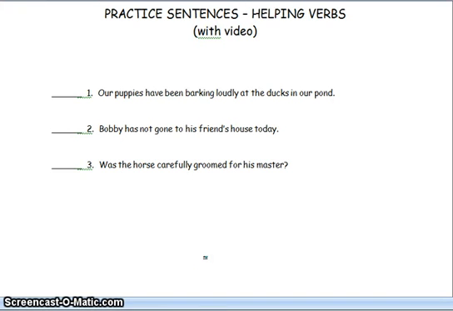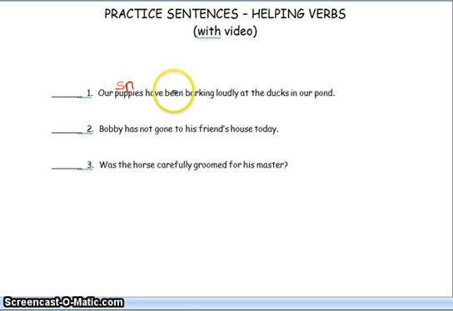Okay, you have now memorized your helping verbs, and we are going to start classifying sentences that utilize helping verbs. So let's go ahead and complete this worksheet that is in front of you. So first we have, our puppies have been barking loudly at the ducks in our pond. Who or what have been barking loudly at the ducks in our pond? Puppies. Subject, noun. What is being said about puppies?